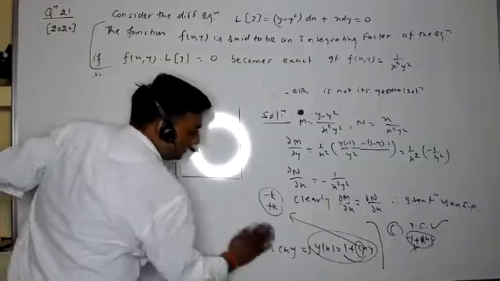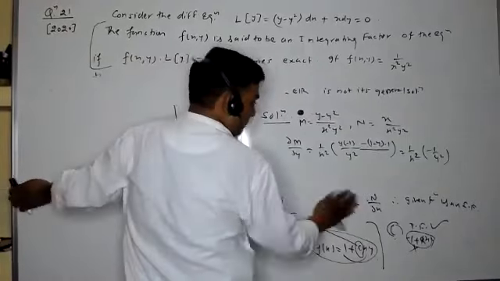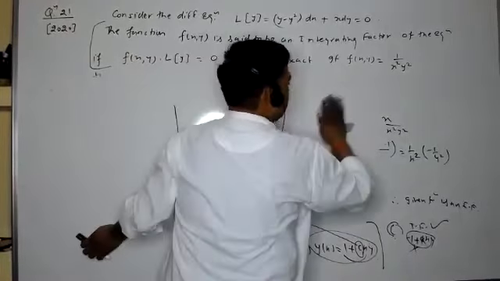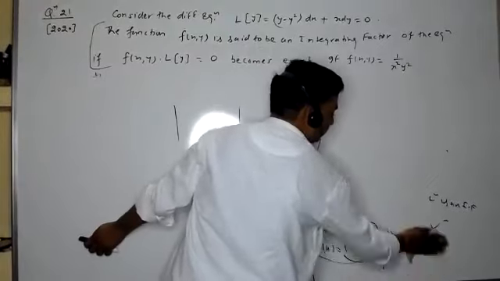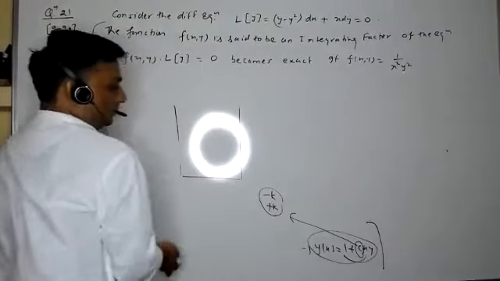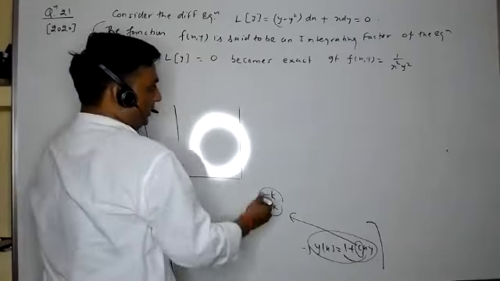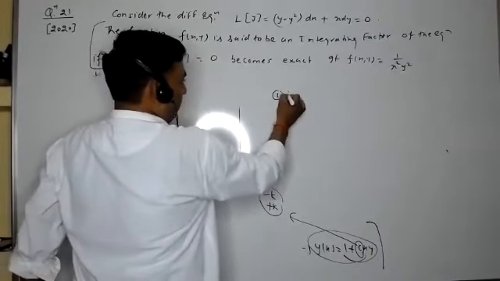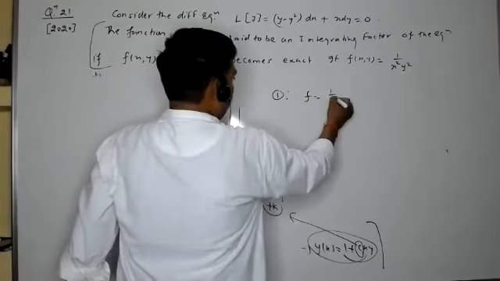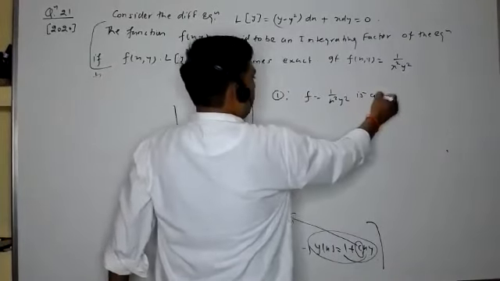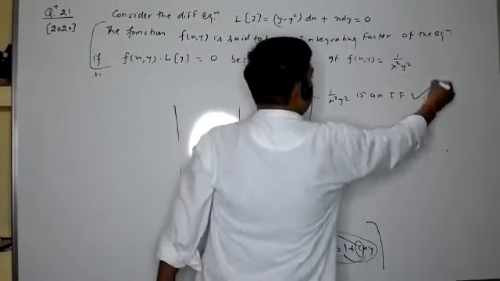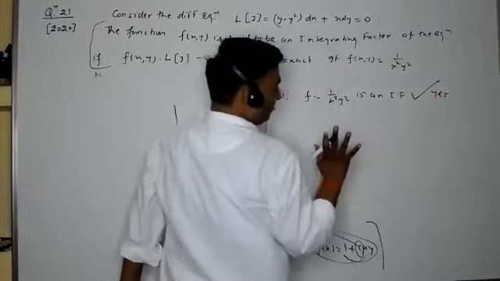Fair. I am telling. Let's work on options, because this is in fact a good question. With the options they played with the mind. Let's proceed. First, f equals 1 upon x square y square is an integrating factor, that you got as correct. Okay, Hariom?